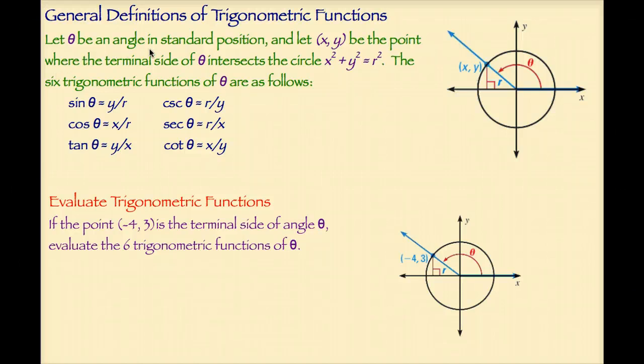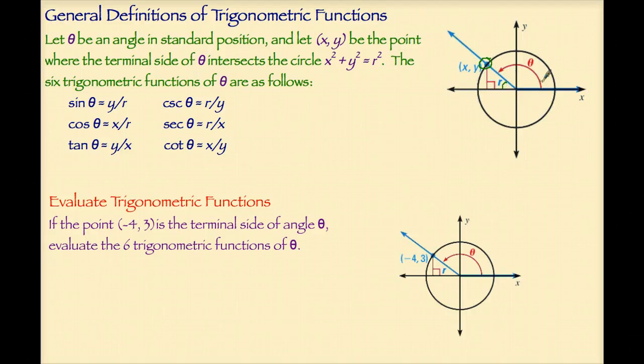General definitions of trigonometric functions. Let theta be an angle in standard position. Standard position meaning that one side of the angle lies along the x-axis at the 0 position, and let xy be the point where the terminal side of theta intersects the circle x squared plus y squared equals r squared. So here's the angle and the terminal side of the angle intersecting at the point xy, which is on this circle of radius r. Notice a triangle is formed, a reference triangle.